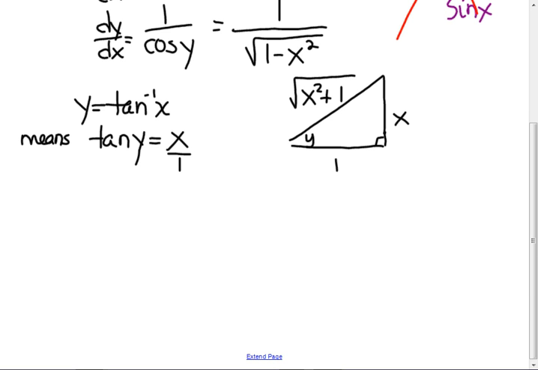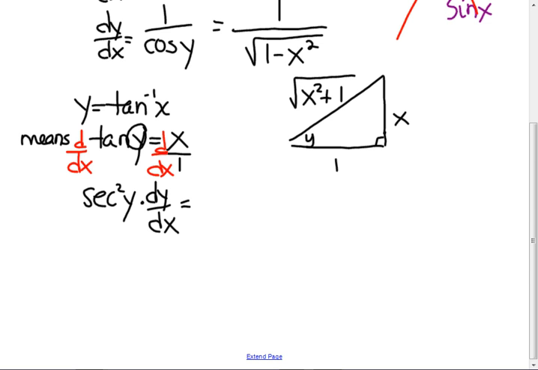Okay, let's take the derivative. And why do we not have a square root in here? Because of this. What's the derivative of the tangent of y? Secant squared times the derivative of the inside function, dy dx. If you don't have a dy dx, then you're in trouble. And what's the derivative of x with respect to x? 1.